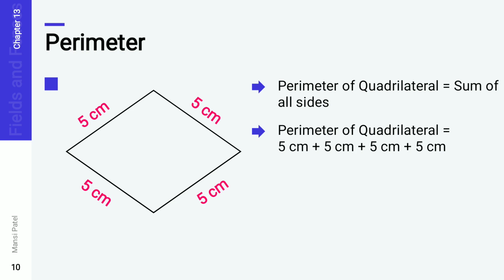So we are just doing the addition of 5 centimeter. How many times? 4 times. Yes? 5 centimeter plus 5 centimeter, 5 centimeter plus 5 centimeter. So 5 plus 5, 10, 10 plus 5, 15, and 15 plus 5, that is 20 centimeter.